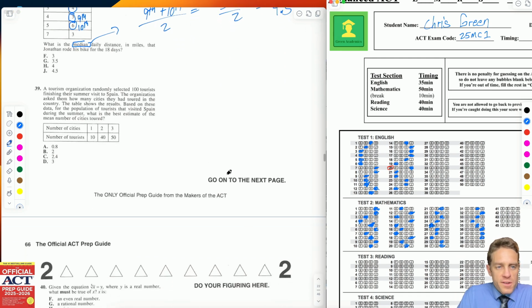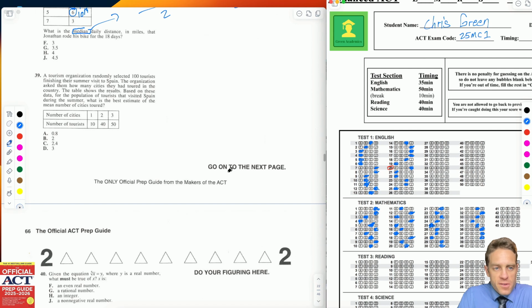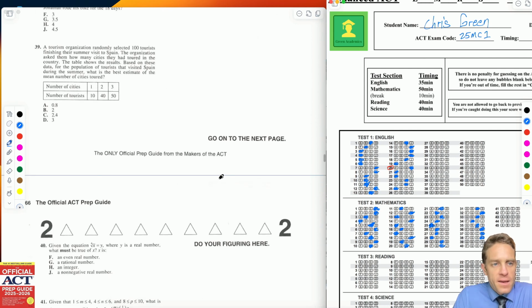A tourism organization randomly selects 100 students finishing their summer visit to Spain. The organization asks them how many cities they had toured in the country. The table shows the results. Based on these data, for the population of tourists that visited Spain during the summer, what is the best estimate of the mean number of cities toured?